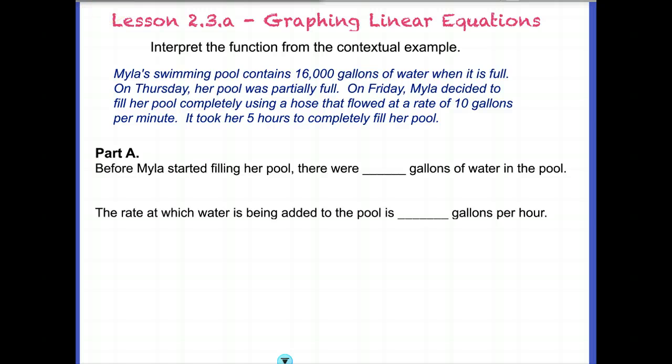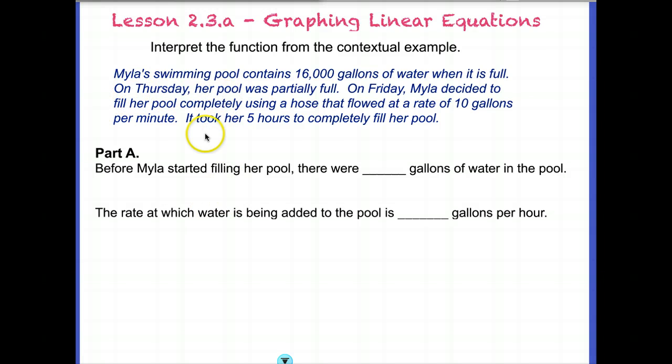In this example, we will be interpreting our function from a contextual example. And it's really important to be able to do this, because otherwise, why are you learning all this information about functions if you can't apply them to real-life scenarios? So let's look at our scenario.